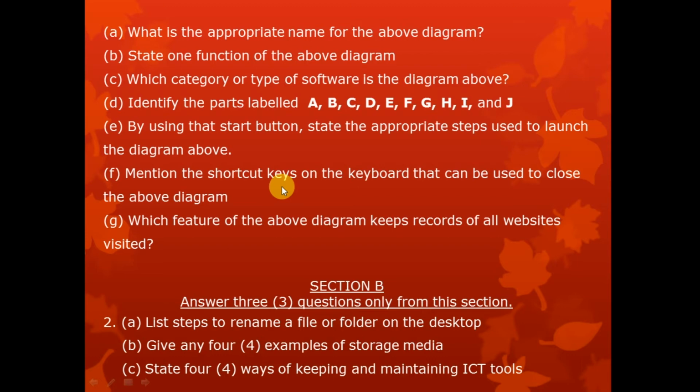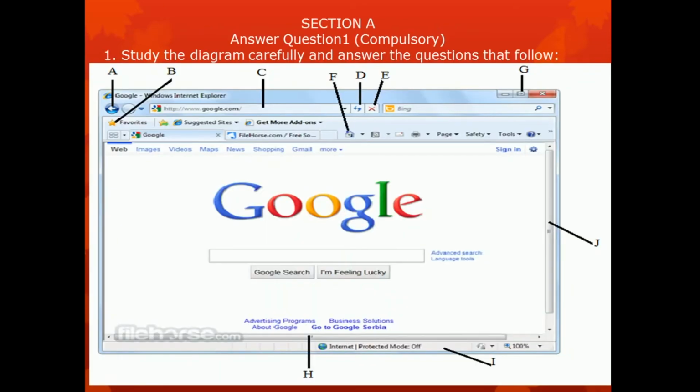The next question, G. Which feature of the above diagram keeps records of all websites visited? That is the history. History keeps all the sites you've visited. History will keep all that for you. Good.